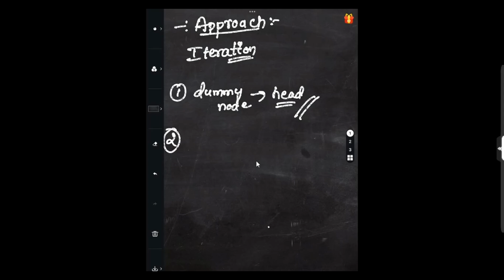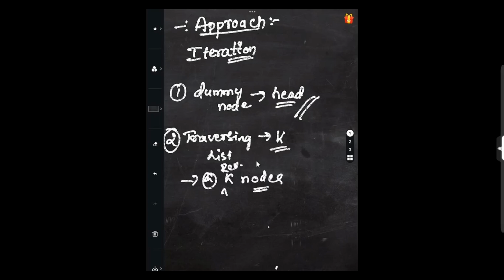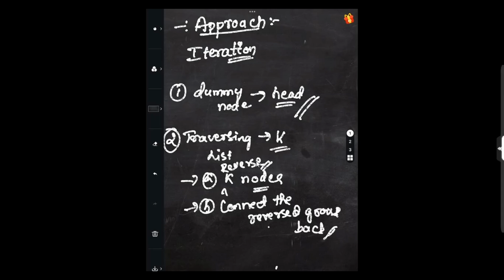Then we traverse the list in groups of K, as the question states. We have to reverse the elements according to K. For each group, we reverse the K nodes. Then we connect the reversed group back to the rest of the list. That is what we'll be doing in the second step.